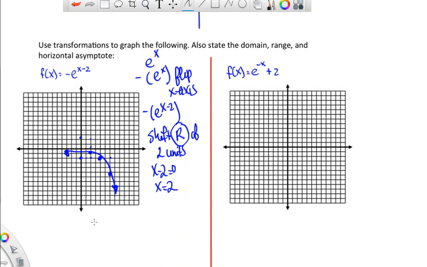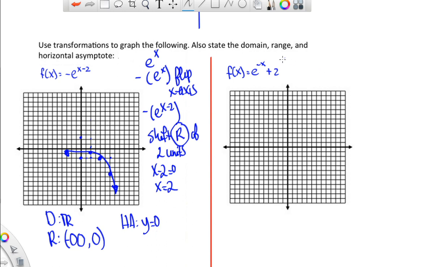State the domain, the range, and the horizontal asymptote. The domain is all real numbers. You can plug in any x that you want. The range, well, we go from 0 to negative infinity, and usually we write that the other way around. So this graph goes from negative infinity to 0, but we don't quite get there, so it's an open bracket. And the horizontal asymptote is still y equals 0.